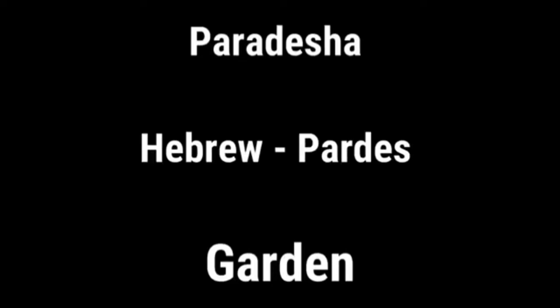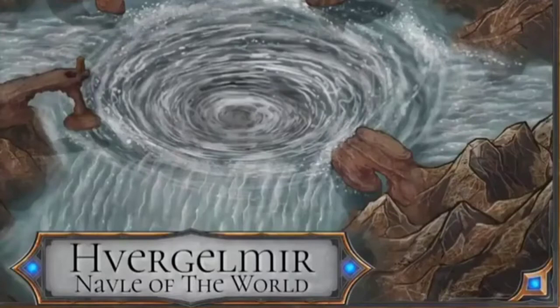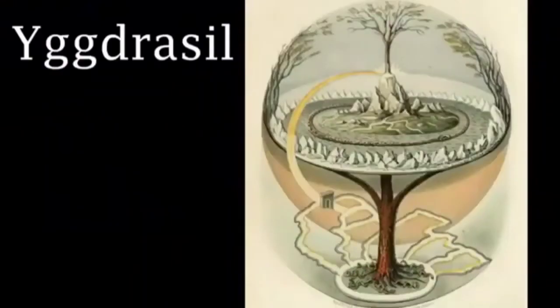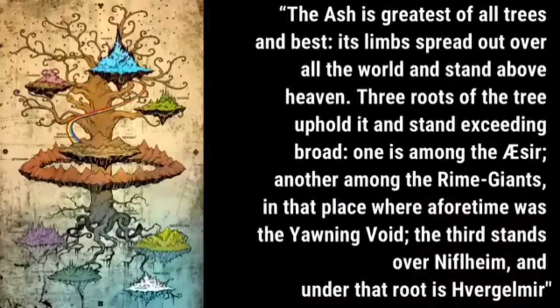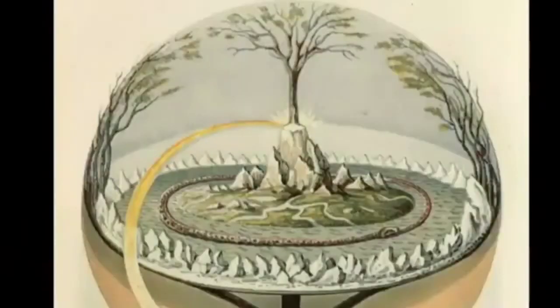In Norse mythology, we have Vergelmir, the whirlpool at the roots of the cosmic tree Yggdrasil, where we are told all rivers flow from. The ash is greatest of all trees and best. Its limbs spread out over all the world and stand above heaven. 3 roots of the tree uphold it and stand exceeding broad. One is among the Aesir, another among the Rime giants, in that place where aforetime was the yawning void. The third stands over Niflheim, and under that root is Vergelmir. You've seen this before.